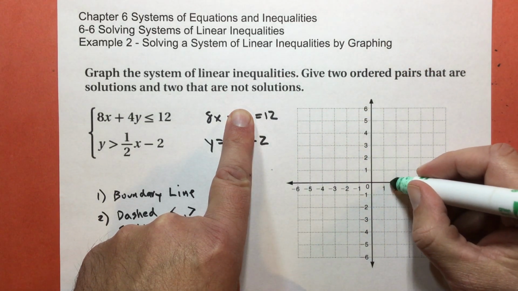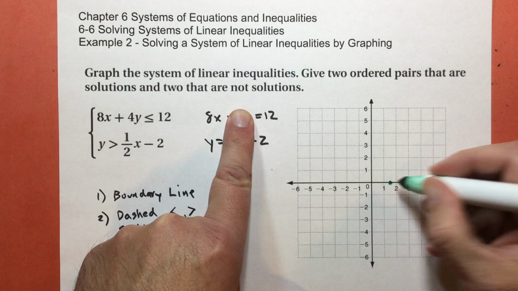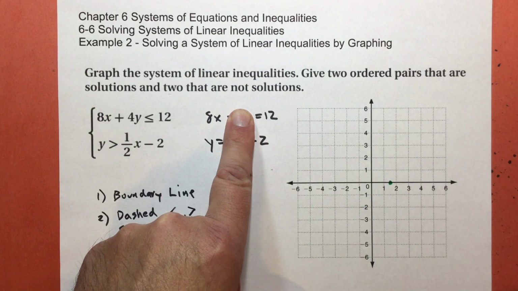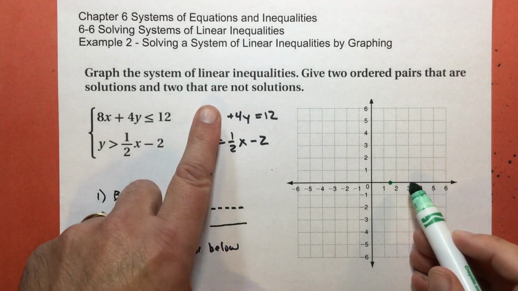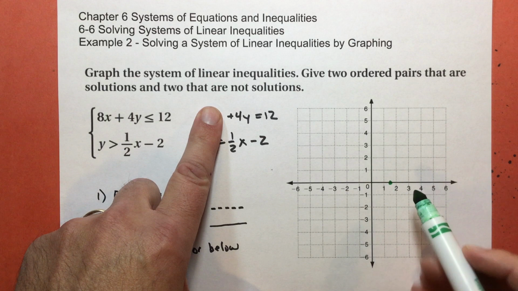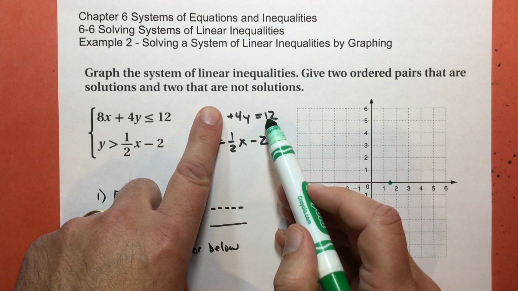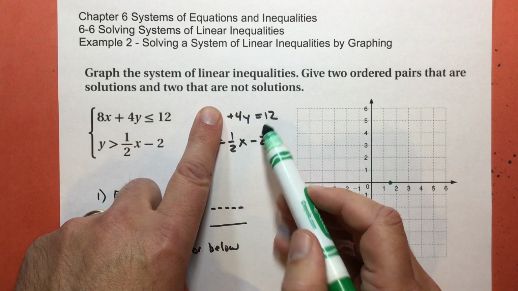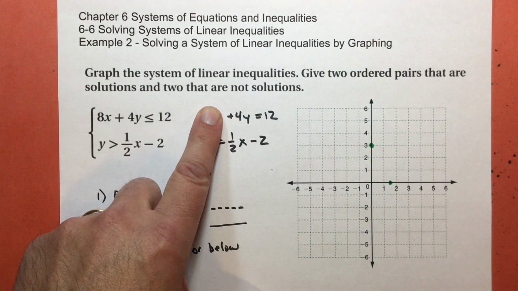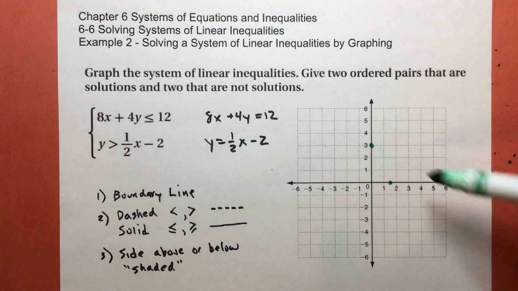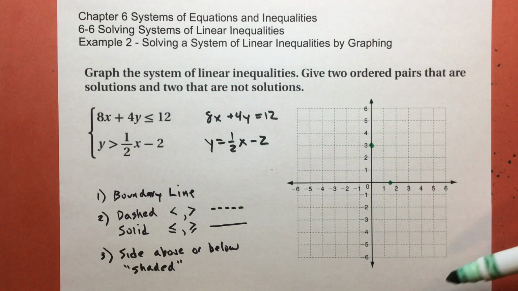So my x-intercept is right here, and I'm going to use green because I need two different colors here. You'll see why in a second. My x-intercept is going to be right here at 1.5. Got it? Now, if I let x equal 0, I get 4y equals 12, divide by 4, and I get y equals 3, which is right here. All right.